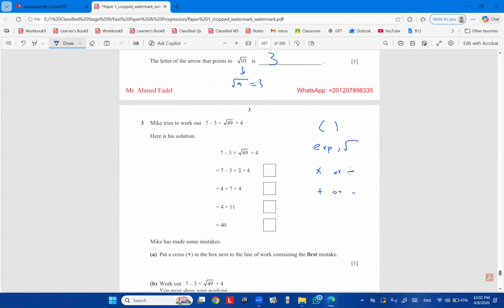After that, we have addition or subtraction, also in order from left to right. But what he has done here, he's done the root perfectly, so this one is correct. But after that, he started with subtraction. He was supposed to start with multiplication. So the mistake is here.